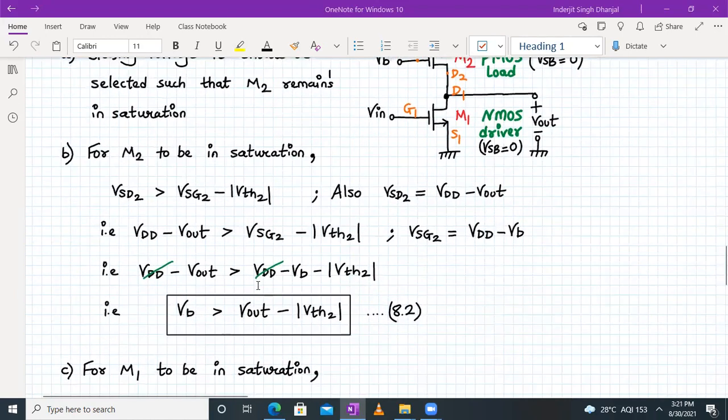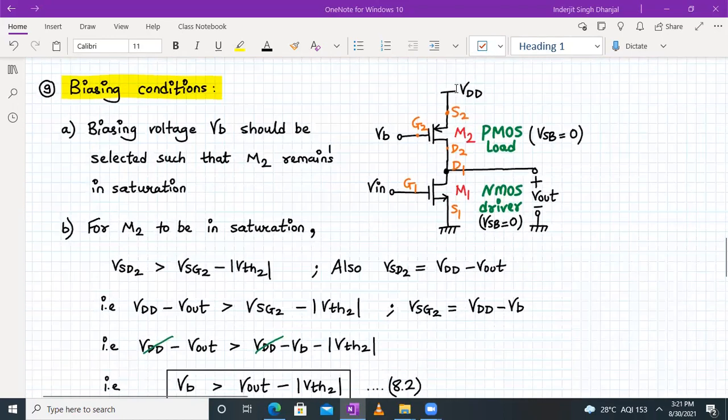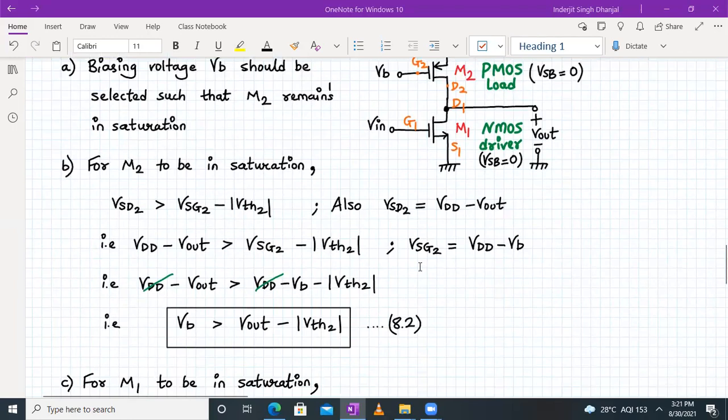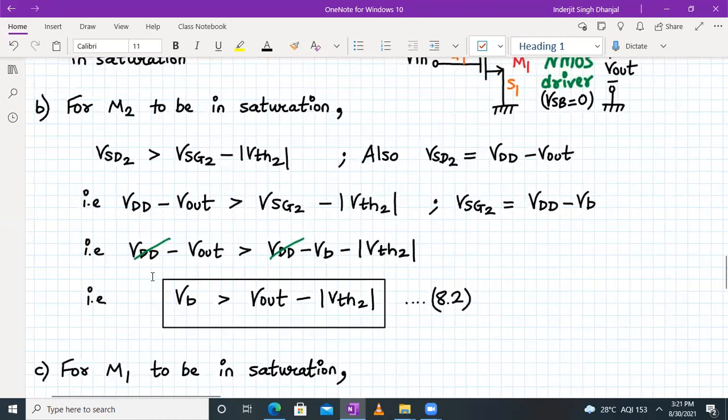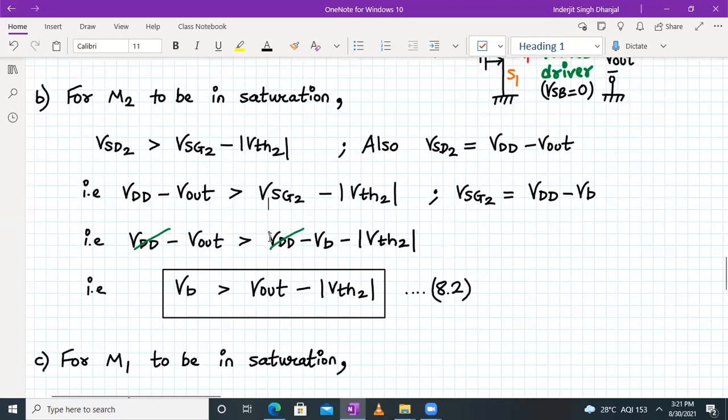Over here, what is VSG2 from this circuit diagram? VS2 is VDD, VG2 is VB, so VSG2 is VDD minus VB. We substitute over here, instead of VSG2, VDD minus VB. So the new expression becomes VDD minus Vout should be greater than VDD minus VB minus mod of VTH2.